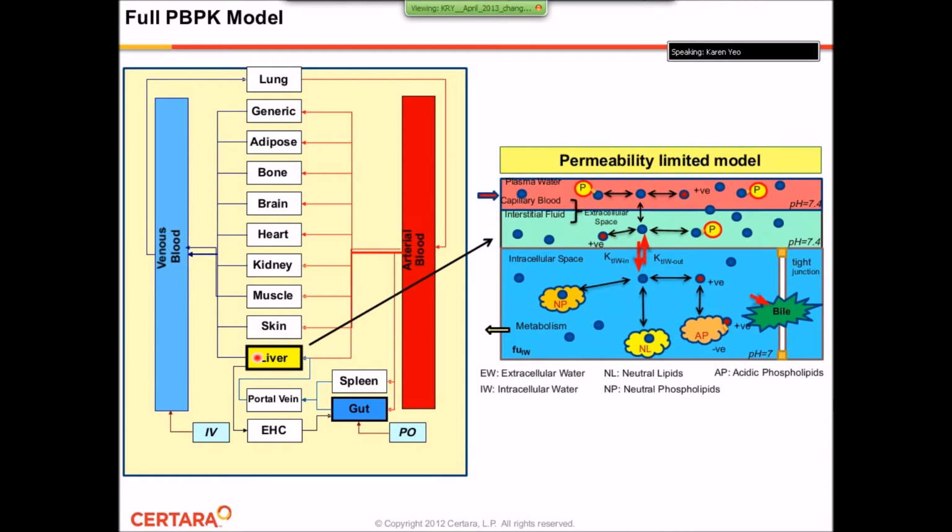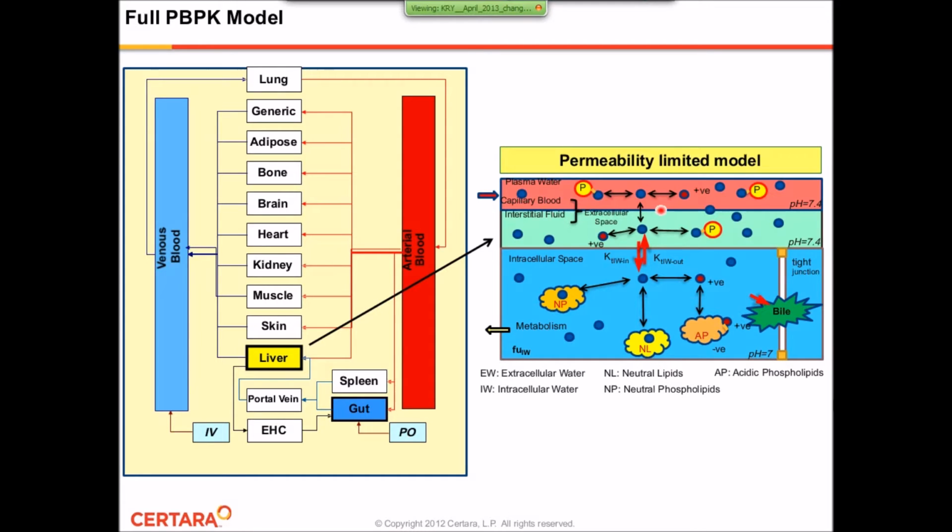What we've done within this model is that within the liver and the gut, the brain and the kidney, where transporters play a big role, we can actually incorporate a permeability limited model. And what that means is that we build in a more complex model with more compartments. So within this full PBPK model, within the organs, we break them down into additional compartments so that we can actually control or investigate the transport of drugs across these membranes here.